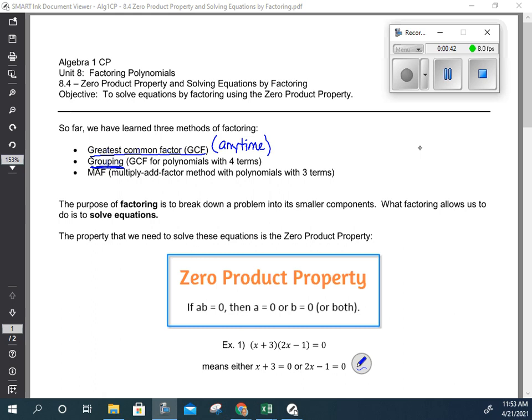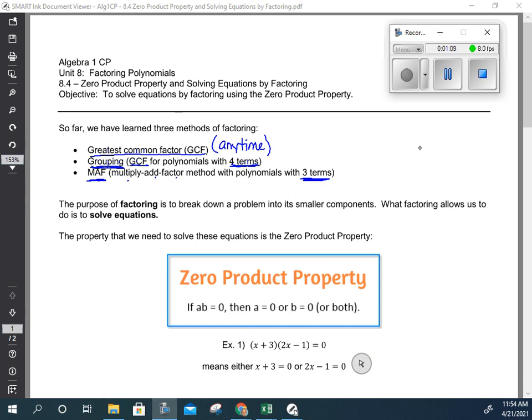Grouping is using the GCF, but you can only use it with 4 terms. You have to have 4 terms to do grouping. MAF, multiply, add, factor. That's when you're finding two numbers that multiply to this and add to this. You need 3 terms to do that.